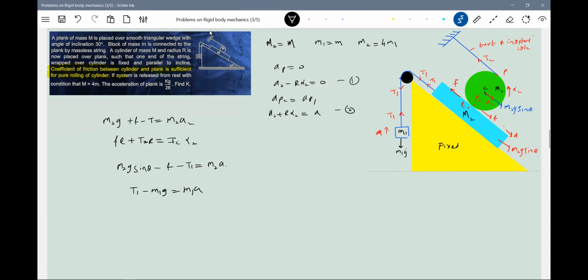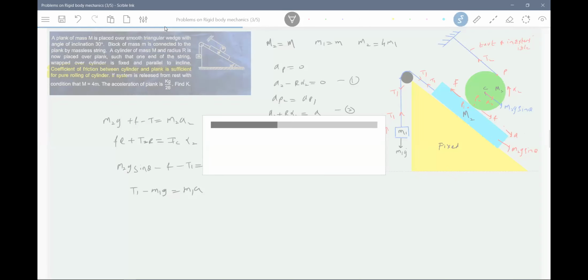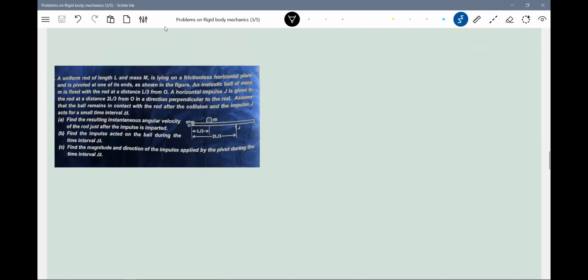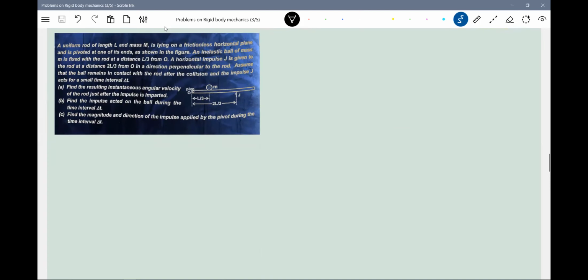You have to solve it. I didn't get time to verify the answer. The acceleration of the plank is what is asked, no? I think 5 will come. Check it. I'm making it 50 by 20. Okay, make an observation. I'll slide down. We'll go to the next problem. Take this question. Look at the pivot and some particle is there.